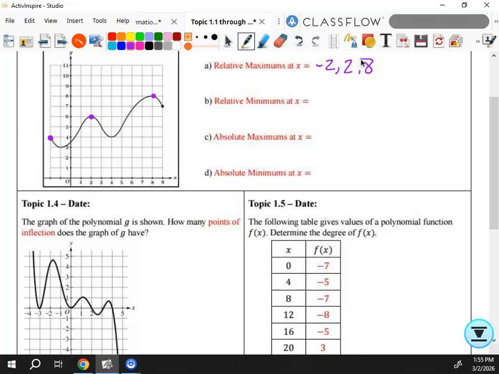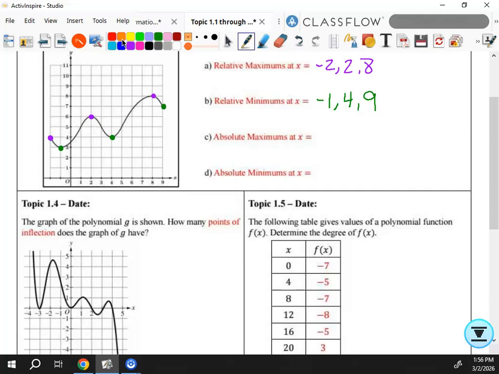We agree with that? All right, so then relative or local minimums, I have 1, 2, 3 of those. And those occur at -1, 4, and 9. Okay, are we all okay with those?